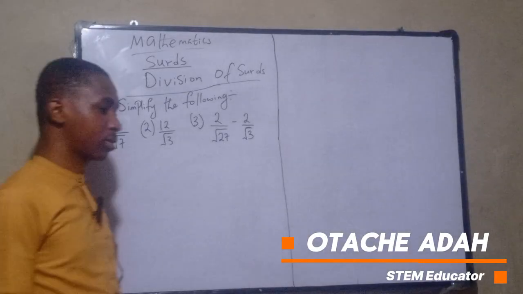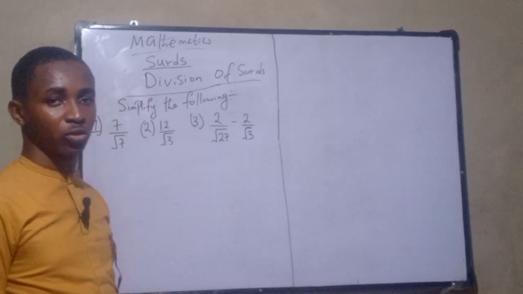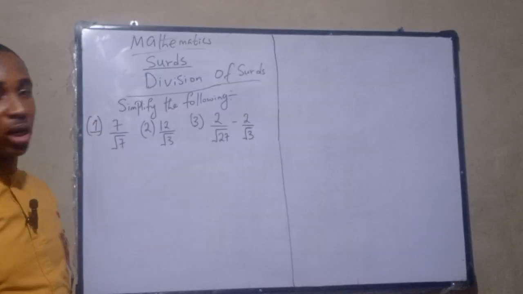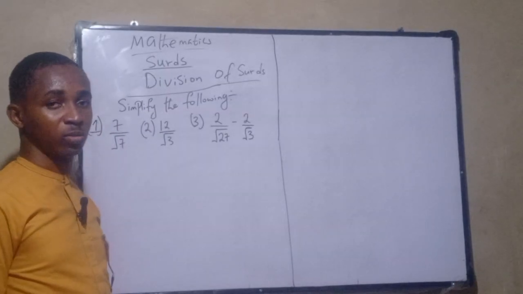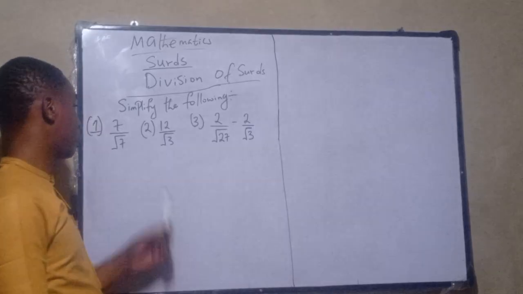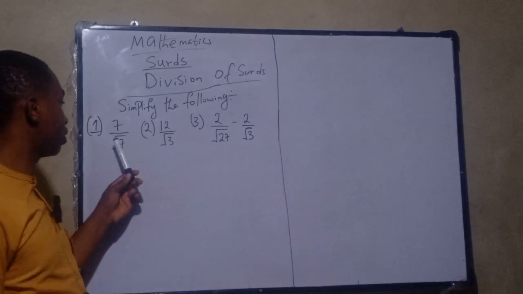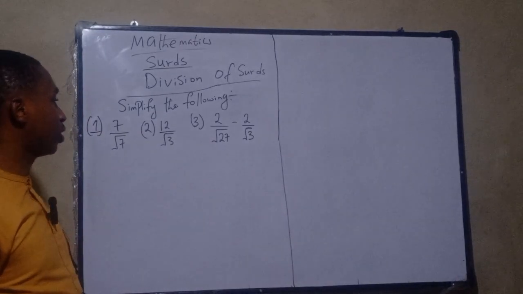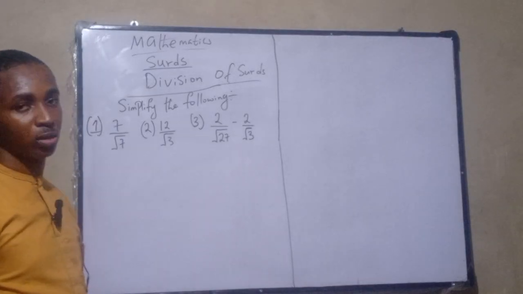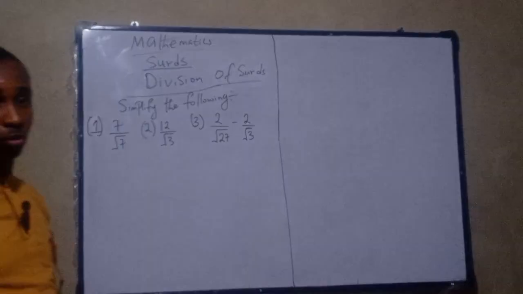Today we'll be looking at how to divide surds, or division of surds. Earlier we established that surds are irrational numbers, and they are mostly in square root form. Today we are going to divide 7 by root 7, 12 by root 3, and then 2 all over root 27 minus 2 all over root 3. It's a general rule for division of surds.